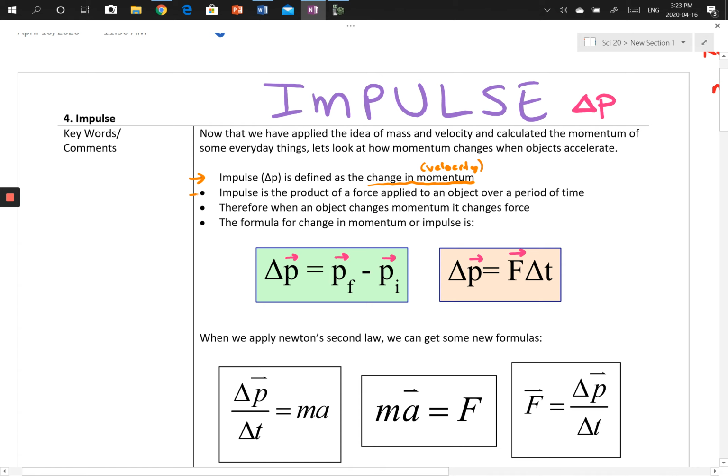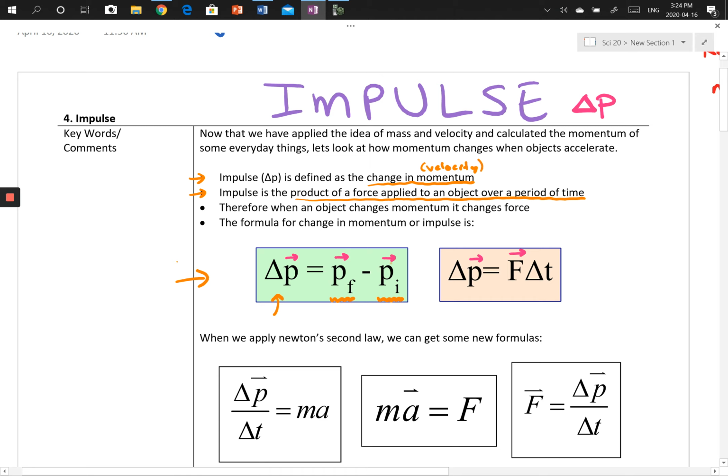And so there's another way to define impulse, and it is the product of a force applied to an object over a period of time. So this takes us back to Newton's first and second laws, where in order to accelerate an object, we need to apply a force. And when we look down here a little bit, we see two formulas that we can use to calculate impulse. The first formula, simply you're taking the final momentum of an object and you're subtracting the initial momentum of that object, and that will give you your delta P.